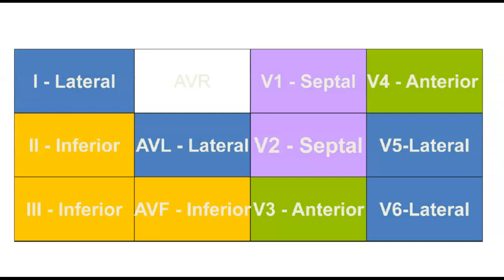Here's another way to look at it. So we have V1 and V2 is septal, V3 and V4 anterior, but just remember V1, V2, V3, and V4, really they're all anterior leads. Then you have the blue group right here, the V5, V6, the 1, and the left arm. Those are all lateral leads. Then what you have left over are your inferior leads, lead 2, 3, and AVF. They all go to the bottom of the heart.